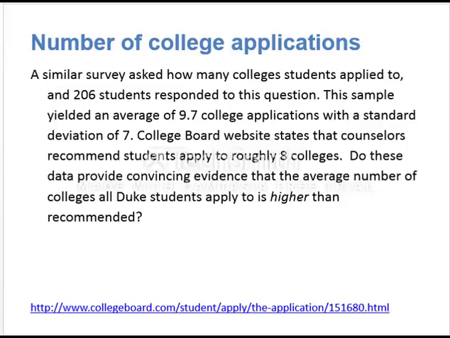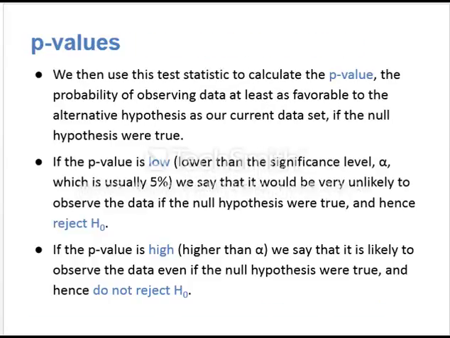So here's a little bit different context. Here we have a survey asking college students how many colleges they applied to. Based upon a sample of 206 students, we got an average of 9.7 college applications with a standard deviation of 7. That seems large to me. The College Board website states that counselors recommend students apply to roughly 8 colleges. Does this provide convincing evidence that Duke students, which is the population from which our data was collected, apply to more than is recommended? So that's our research question.